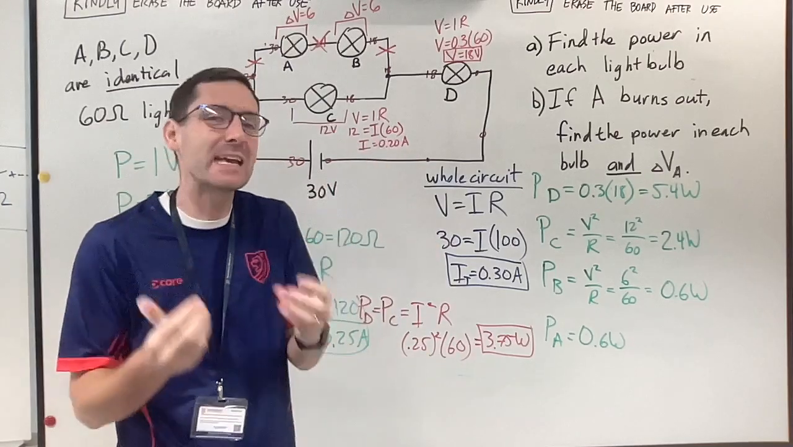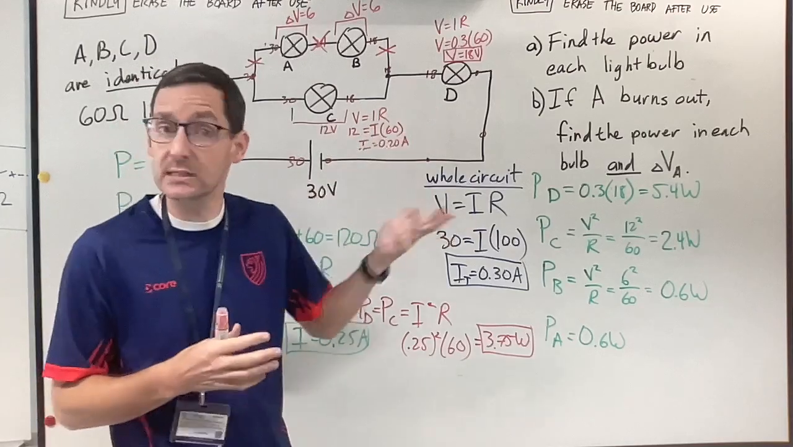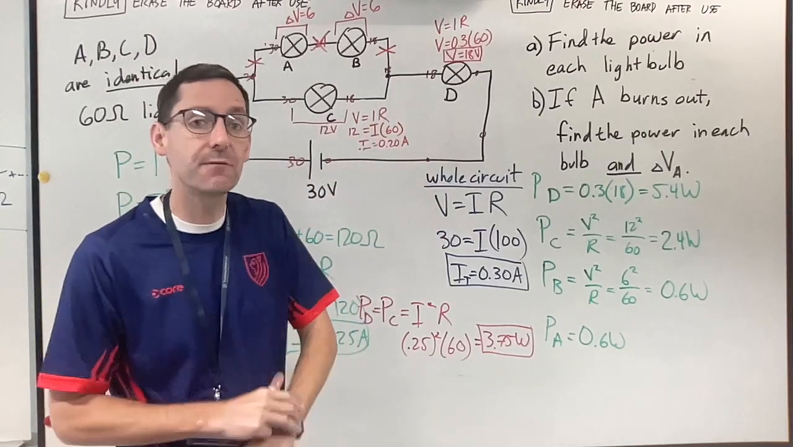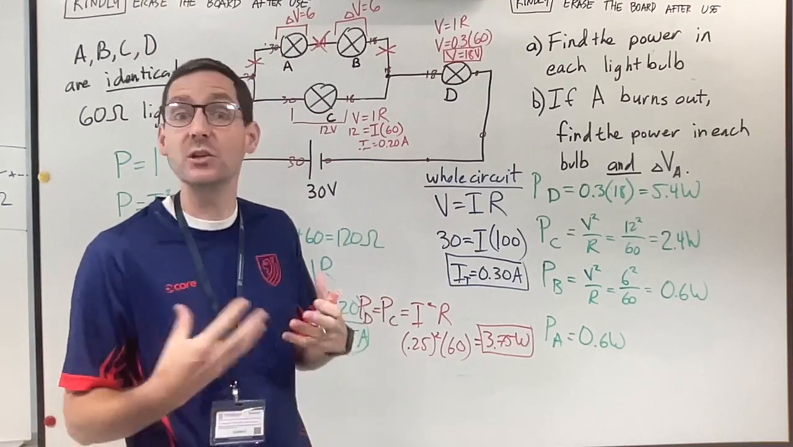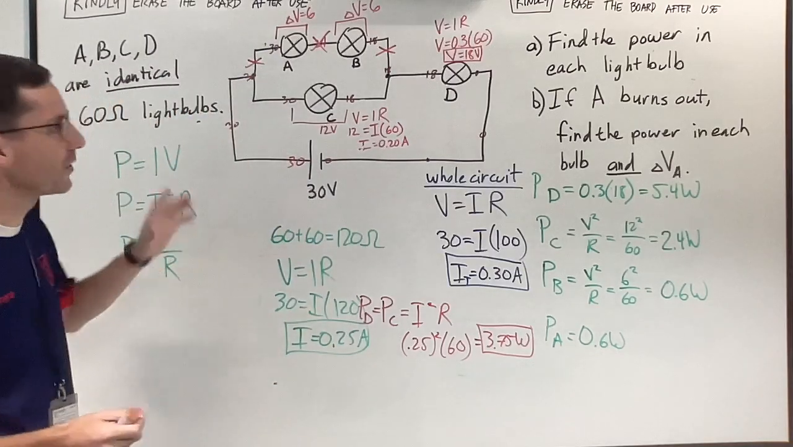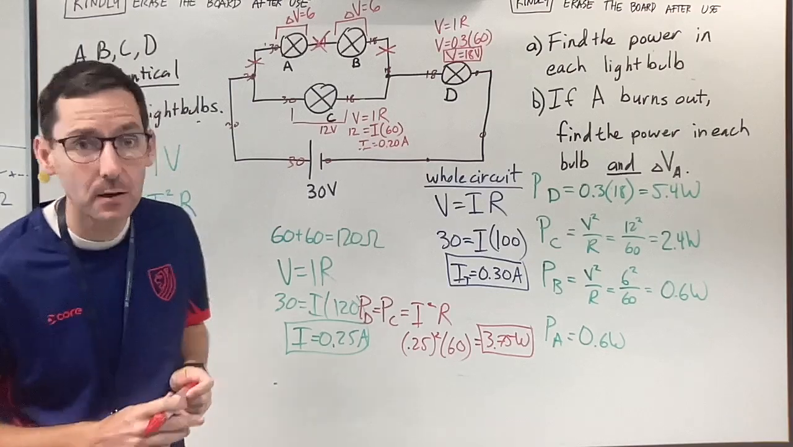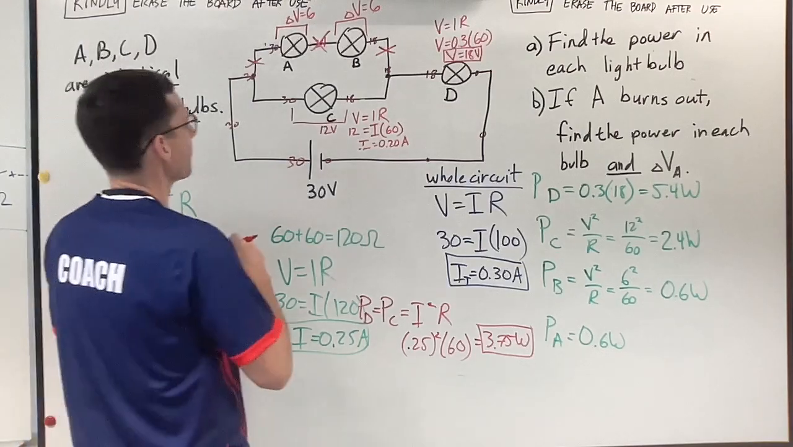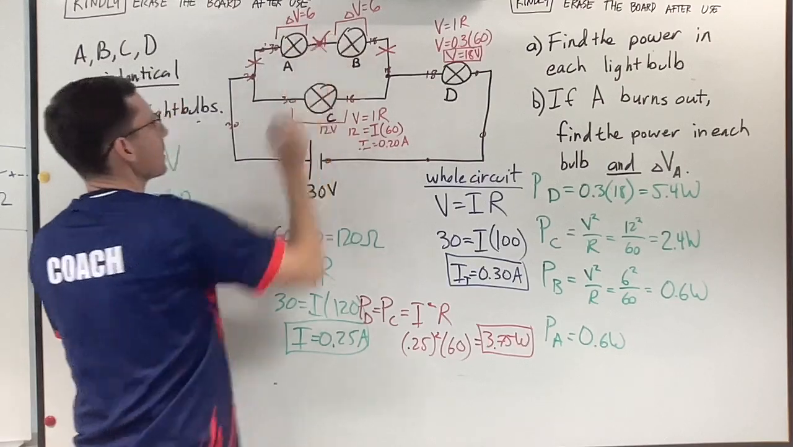All those ideas come together in these fairly simple circuits, but the math can get fairly complicated just because there are so many things going on, so many things that can be true all at once. Okay? Now, the last question is, what is the potential difference across A? Well, the potential difference across A is from here to here.